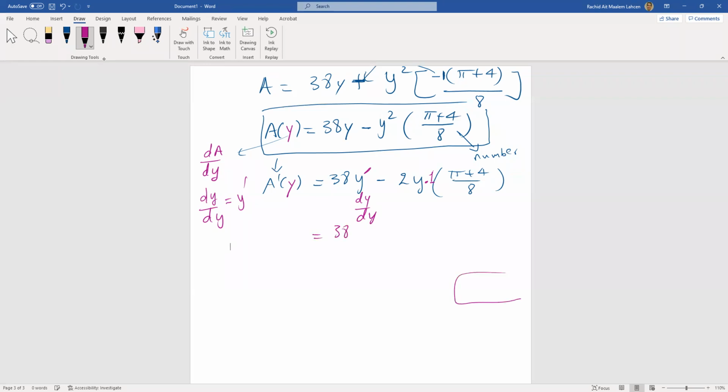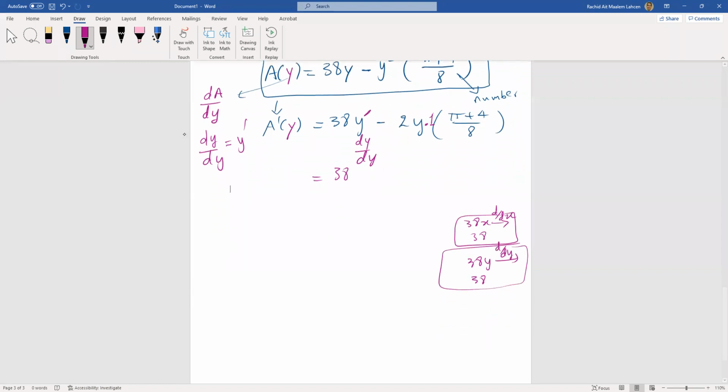Just like if you have 38x and you say, what is the derivative? Then you say 38. Why? Because you differentiated with respect to x. Now you have 38y. It's going to become 38. Why? Because you differentiate with respect to y. What happens if you differentiate with respect to x? It's going to be 0 because it's not a function of x. You're going to get 0. So it's important to keep track of differentiating with respect to what.